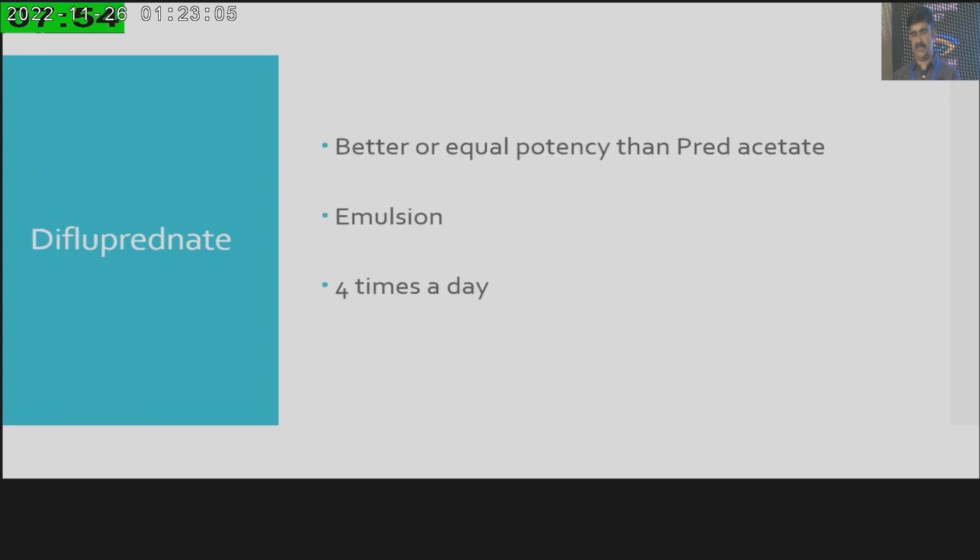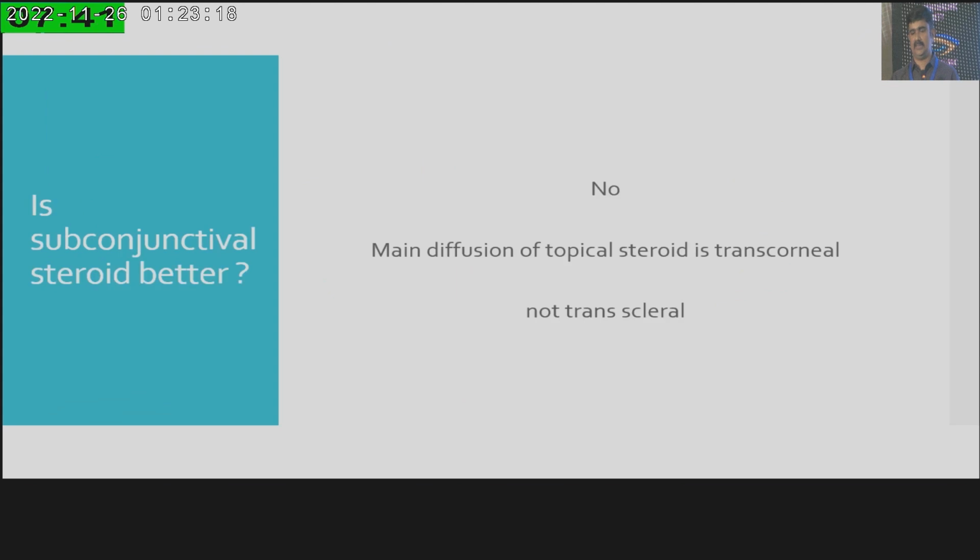Difluprednate is another, better option, because it has more potency than prednisolone acetate. It's an emulsion form. Prednisolone acetate is a suspension, so you always have to shake it before use. An emulsion does not require that, and it can be used at a lesser interval, like 4 times per day, to give equal efficacy.